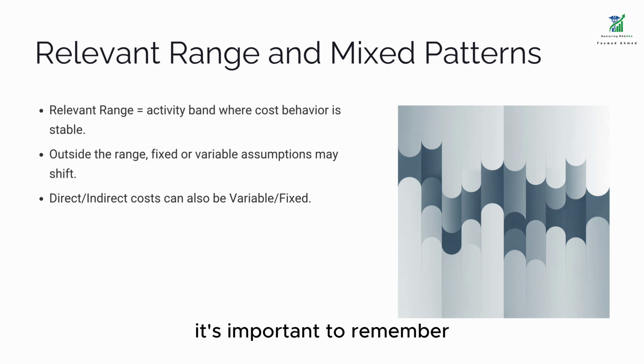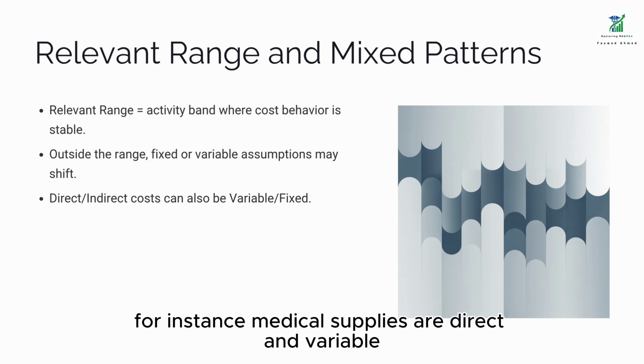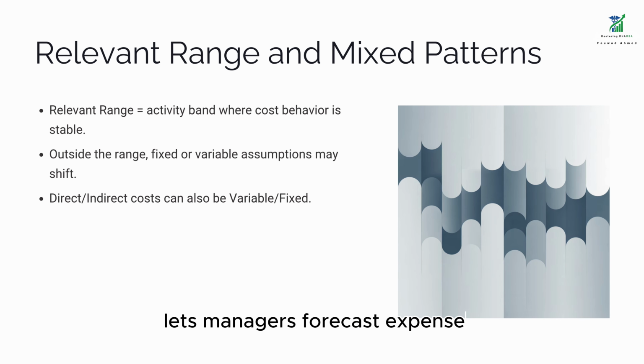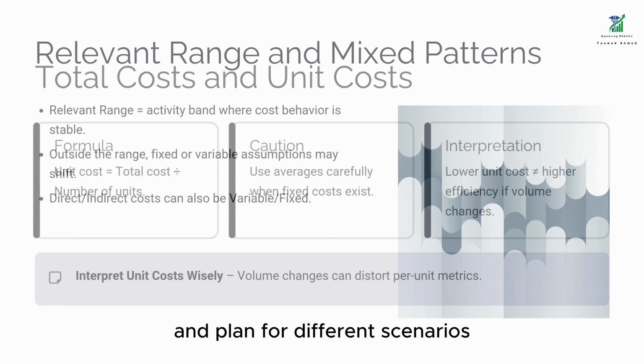It's important to remember that direct and indirect costs can also be variable or fixed. For instance, medical supplies are direct and variable, while a supervisor's salary is indirect and fixed. Understanding these patterns lets managers forecast expenses accurately and plan for different scenarios.